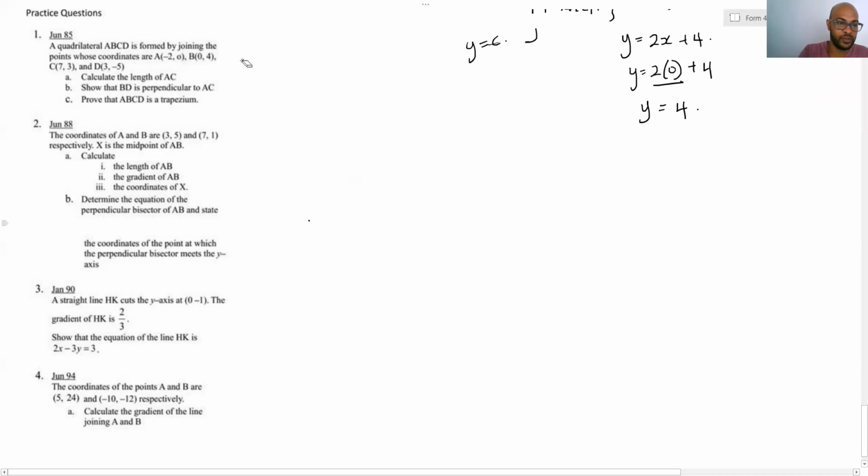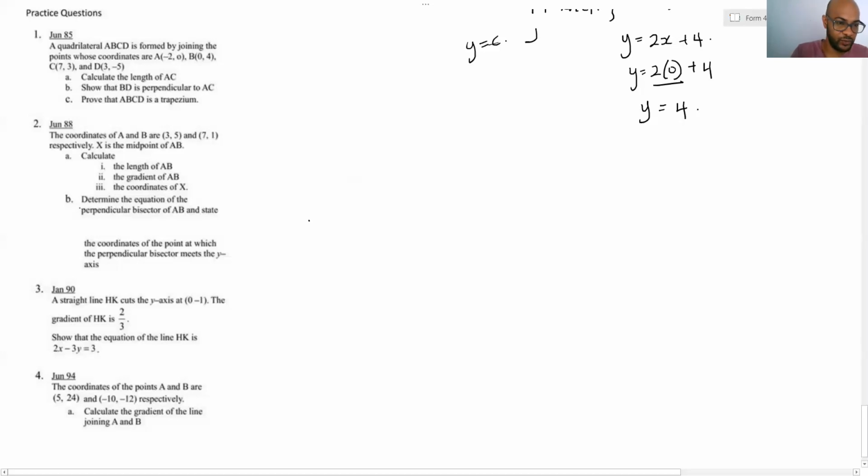And that's a 0, right? A is -2, 0, B is 0, 4, C is 7, 3, and D is equal to 3, -5. Right? Show that BD is perpendicular to AC. Remember what we said about perpendicular lines? The gradients are the negative reciprocal.